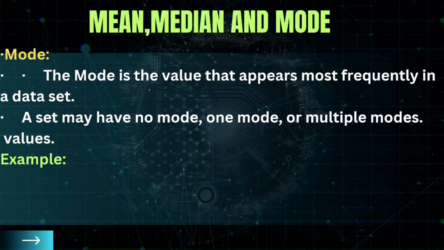Next one is the mode. What is a mode? It is nothing but the value that appears most frequently in the data set. So a set may have no mode, one mode, or multiple modes.